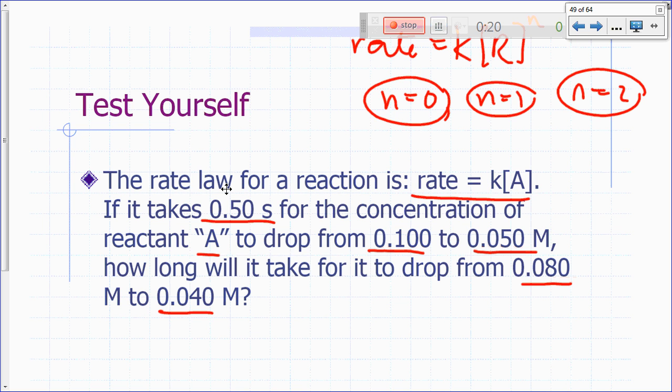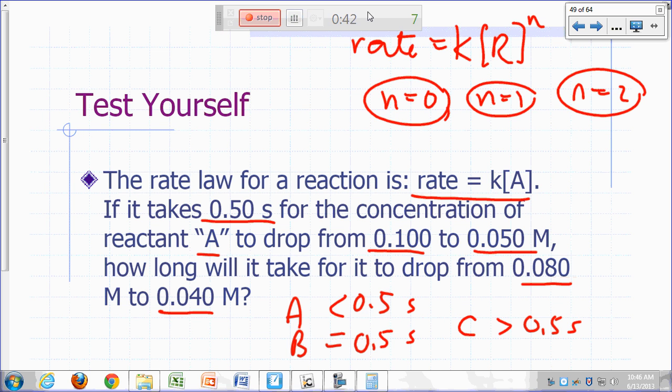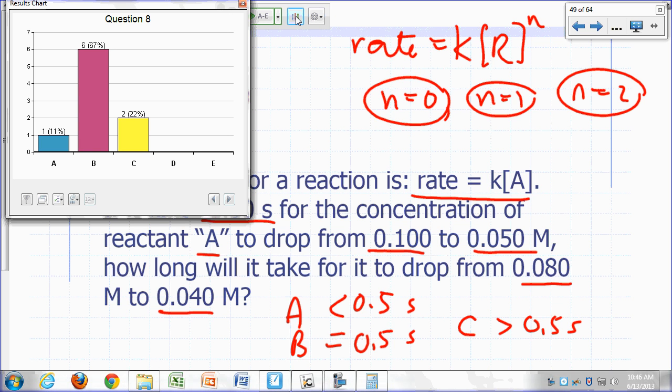Okay, is it going to be less than 0.5 seconds? Is it going to be 0.5 seconds? Or is it going to be longer than 0.5 seconds? Okay. Somebody's battery's dying.